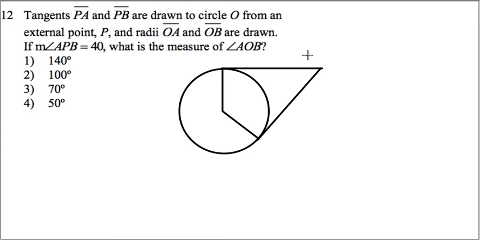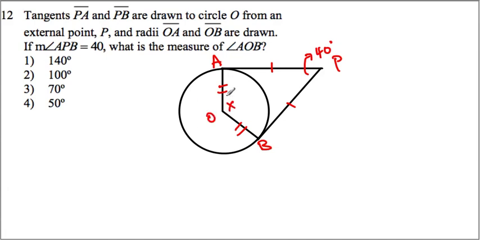So then here, let's label them PA and PB. They're the two tangent line segments. One thing we get to realize is these must be equal to each other. And radii are drawn, that means these two also must be equal to each other. Now if the measure of the angle APB is 40, so this is 40 degrees, what is the measure of angle AOB?